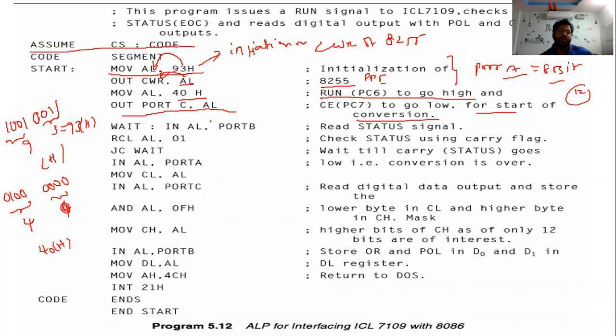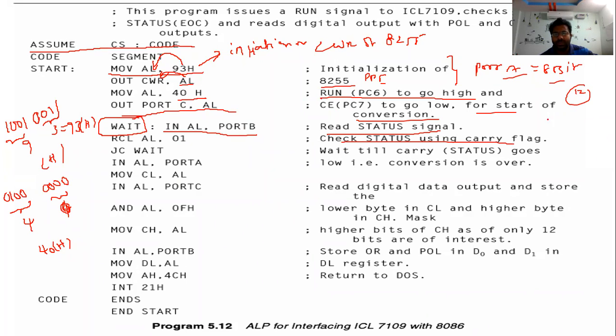After that, as in the last class we discussed, you give the start of conversion. Once the conversion starts, you wait. Why do you wait? The wait period is the conversion delay, up to which you can convert the analog signal to the digital signal. Again you input from port B, and read the status of that signal. Status of that signal means whether any carry flag is available.